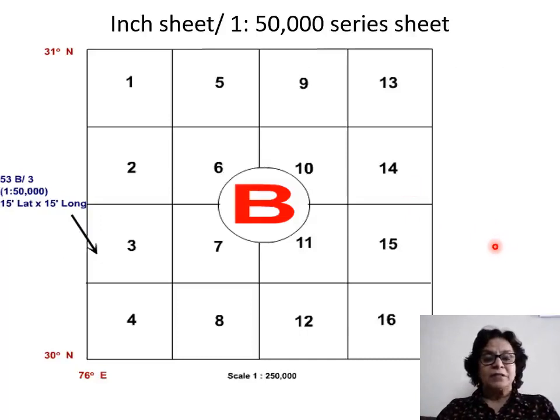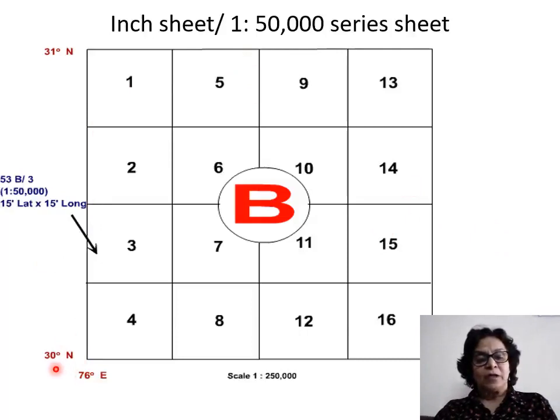From this diagram, it is clear that we have the latitudinal extent at the base 30 degrees and here 31 degrees. So this is the degree sheet, which is 53B. Now when we want to get an inch sheet, we have to look at these numbers 1, 2, 3, 4, 5, 6, 7, 8, 9, 10, 11, 12 up to 16. They are numbered column wise. So if we take the example of 53B by 3, it will have a latitudinal extent of 15 minutes and a longitudinal extent of 15 minutes.